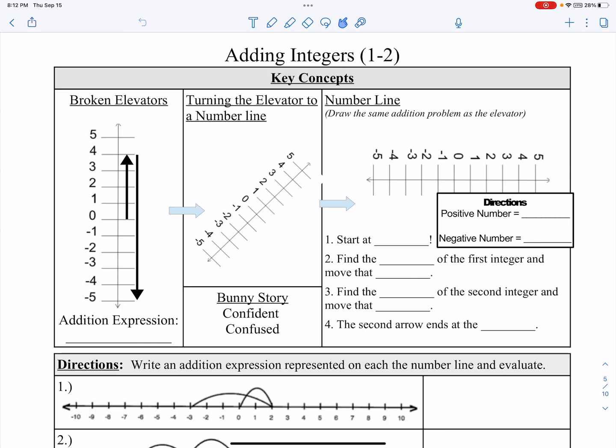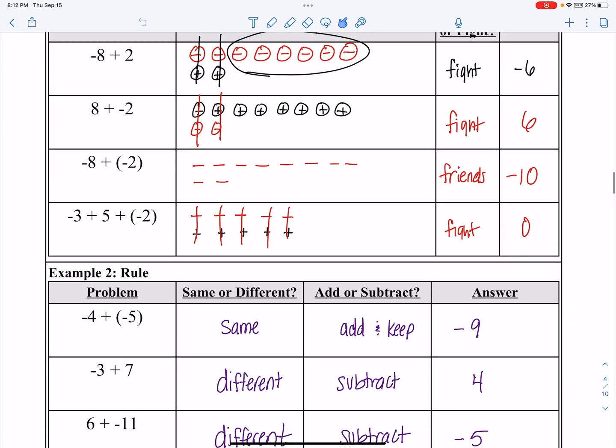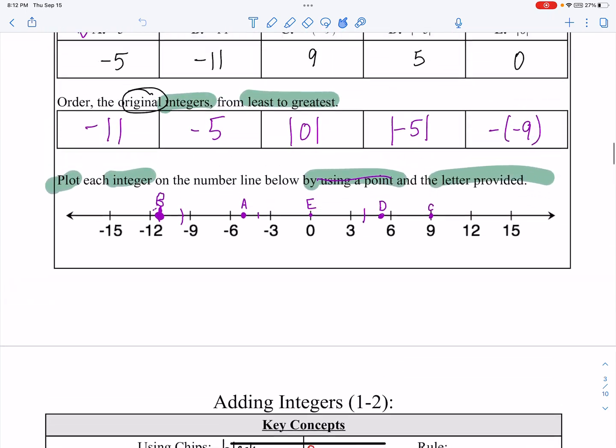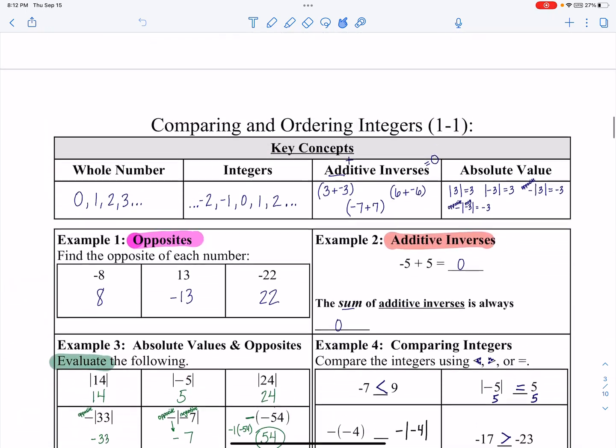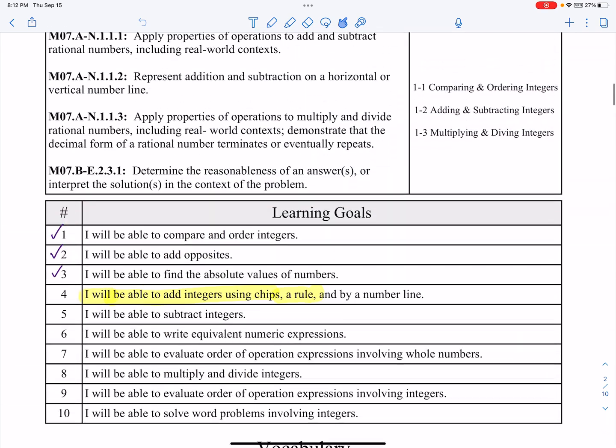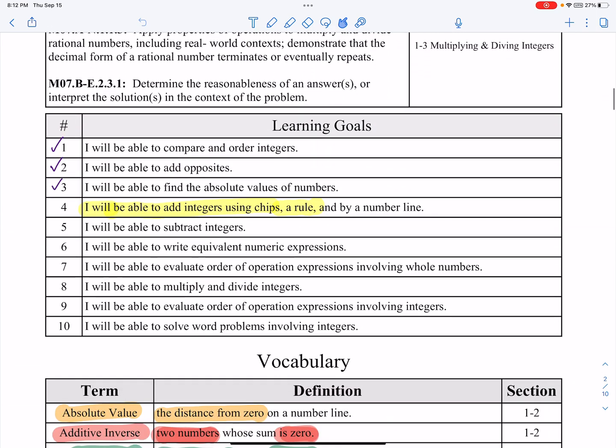All right, here we go with our next lesson titled Adding Integers, Unit 1 2. All right, so let's go ahead and scroll up to your table of contents. We've done adding integers. Today is adding integers on a number line. All right, so here's where we left off.